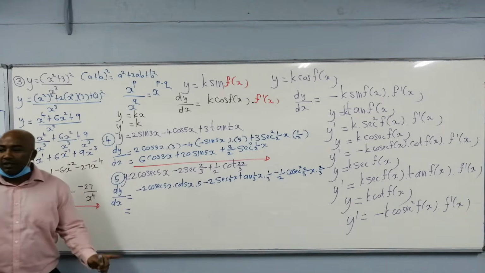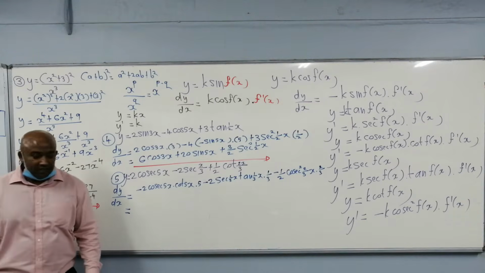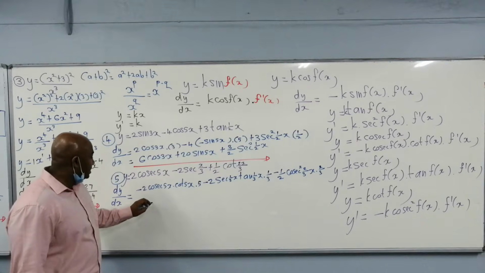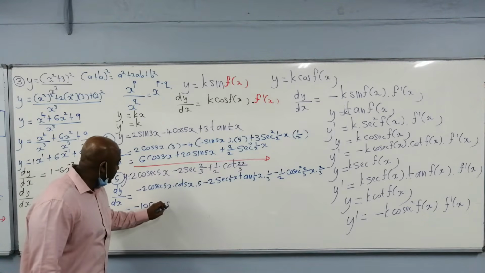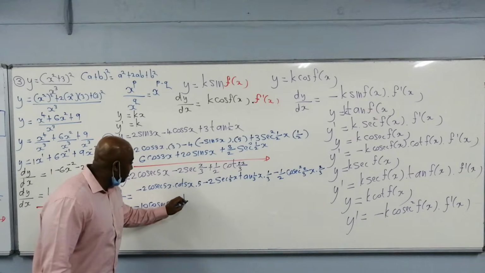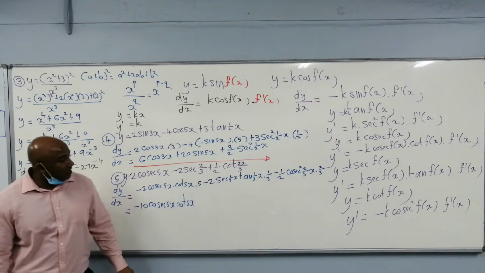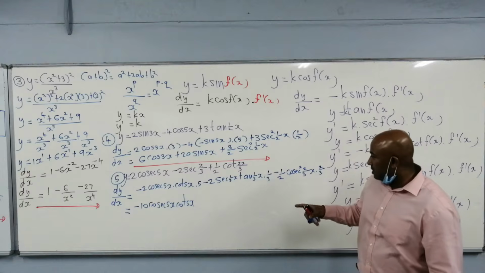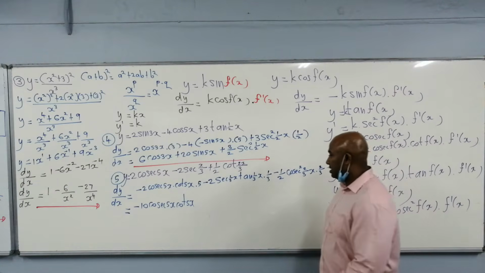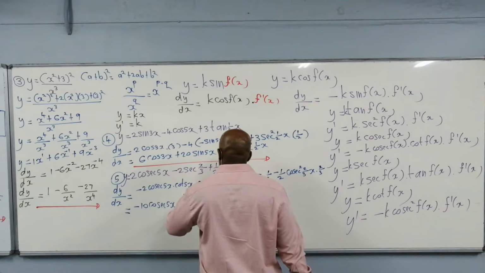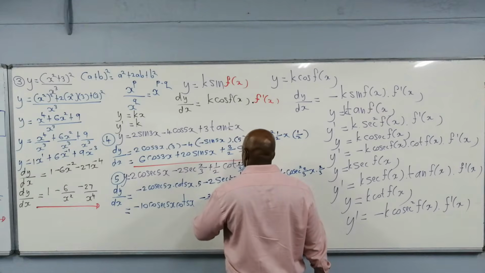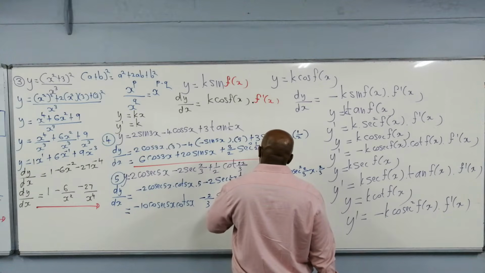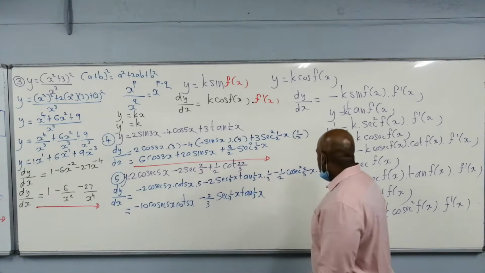So what do I have? I'm just going to multiply the constant. So that's going to be minus 2 times 5x minus 10 cosec 5x times cot 5x. Then term 2, what do I have here? Minus 2 times 1 over 3. So that's going to be minus 2 over 3 sec 1 over 3x tan 1 over 3x.